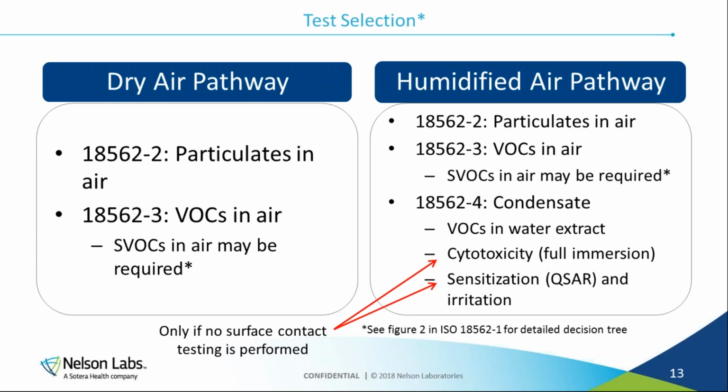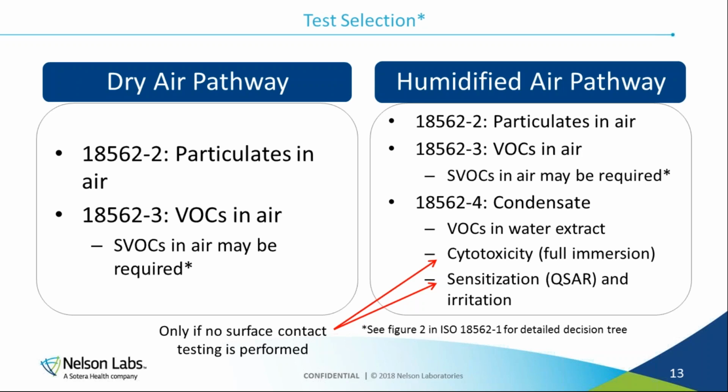So particulates in air for this, and again VOCs in air according to part 3, and then part 4 would say we would want to do condensate testing. So if there is water in the tube, we would want to test some chemistry to see what's coming off in that water in the tube. So we would recommend VOCs in water extract, and then also a cytotoxicity, sensitization, and irritation testing.